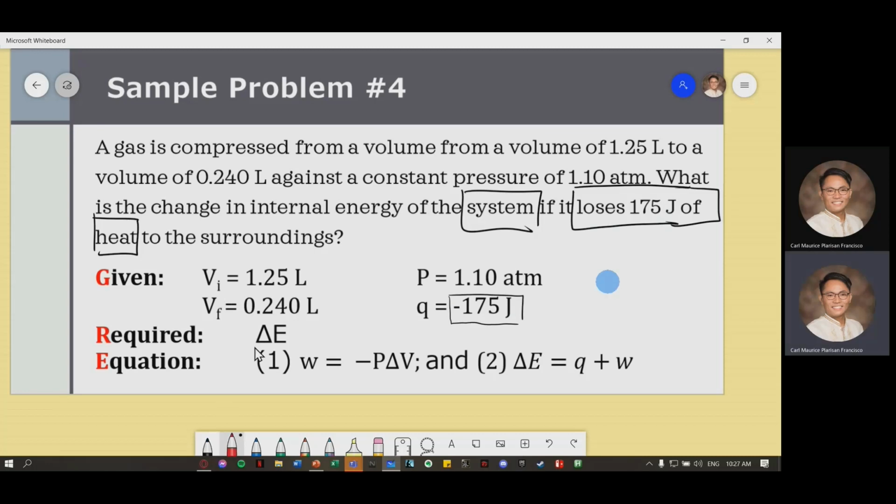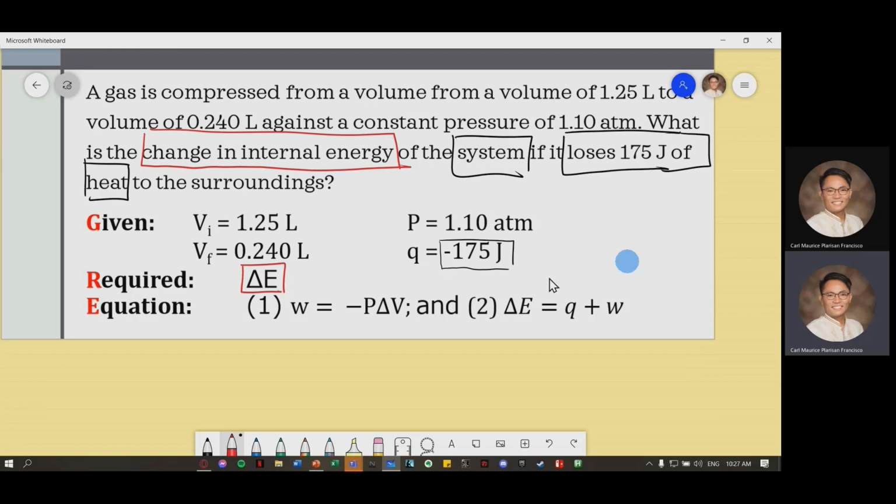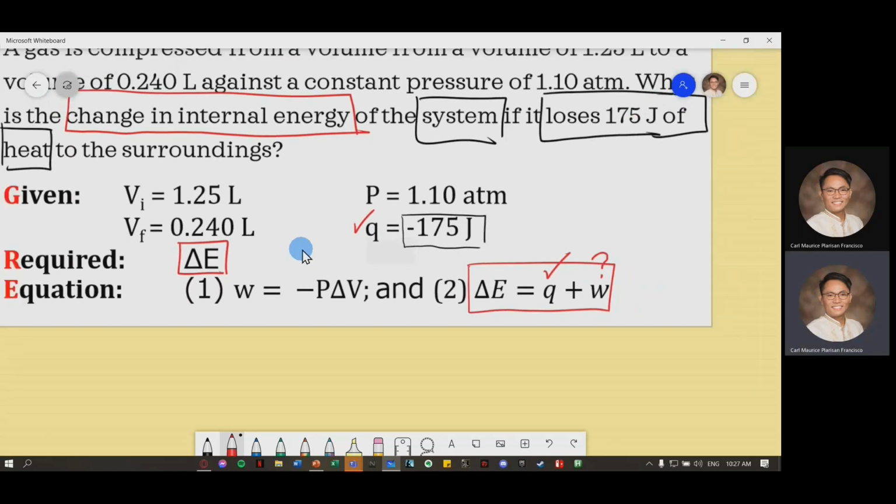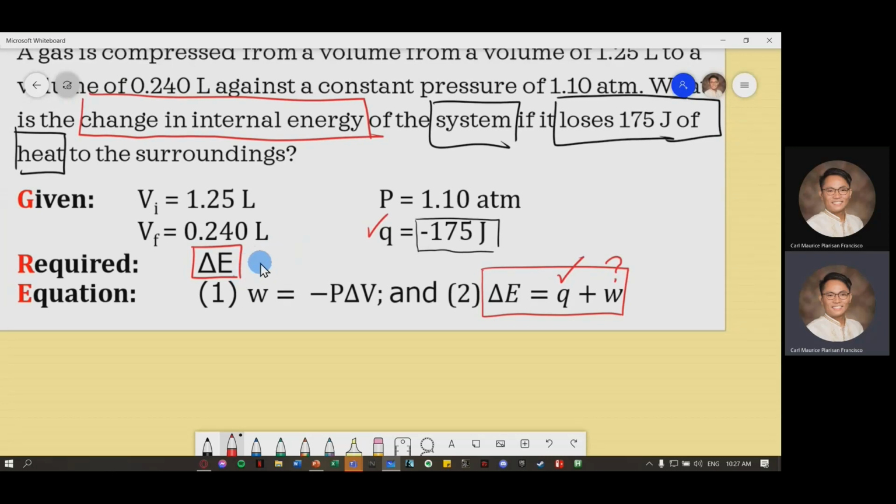Now, according to the problem, we need to compute for change in internal energy. Change in internal energy is change in E. So, ibig sabihin po, kailangan natin gamitin ito ang main equation natin. Change in E is equal to Q plus W. Diba? Ito yung first law of thermodynamics, Q plus W. However, meron kang Q. Pero wala kang given na W. Ayun, no? Ito ang main equation. Ang pinapahanap ay change in E. Requirement change in E. So your equation would be change in E is equal to Q plus W. Check kung binigay lahat ng factor. May Q. Meron ka bang W?